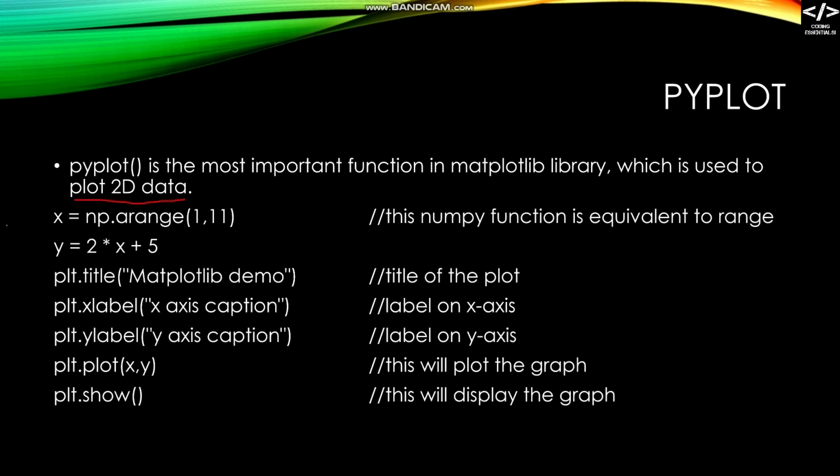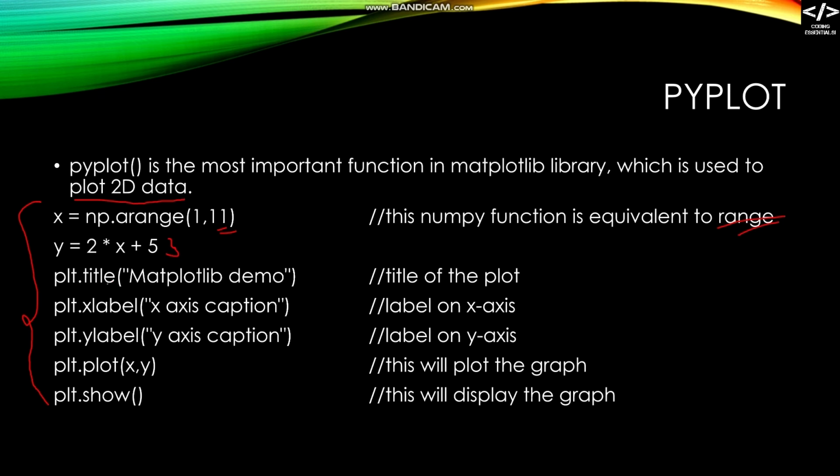So let us take an example of this code. Here the first line is x equals np.arange(1, 11). This is equivalent to range in Python. So basically it will give a range from 1 to 10 because 11 is not included. And now y equals 2x plus 5. So this is the equation of a line.